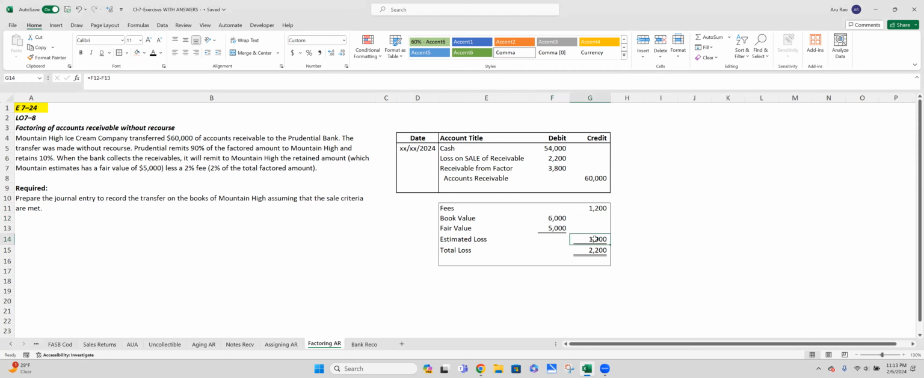That 1,000 that I'm not going to get from them, right away I'm going to call it a loss because I already know more likely than not it's going to be a loss. So this is factoring of receivables without recourse when the bank says they want to retain something as a backup. So with that, we'll move on to the next exercise.